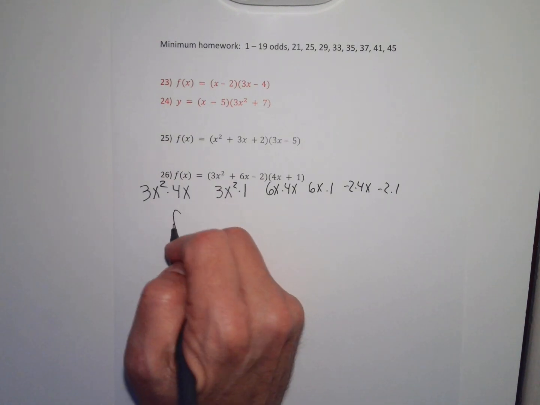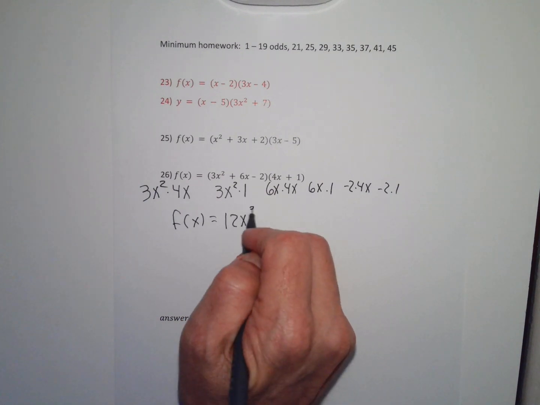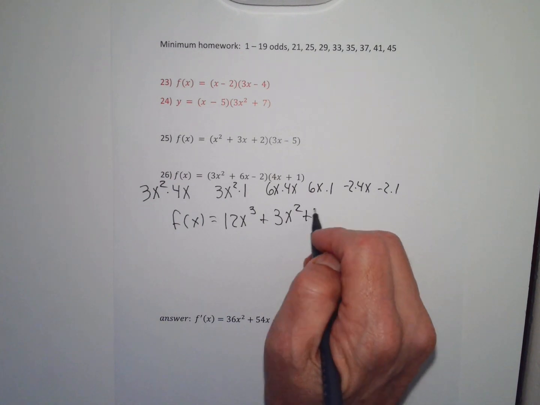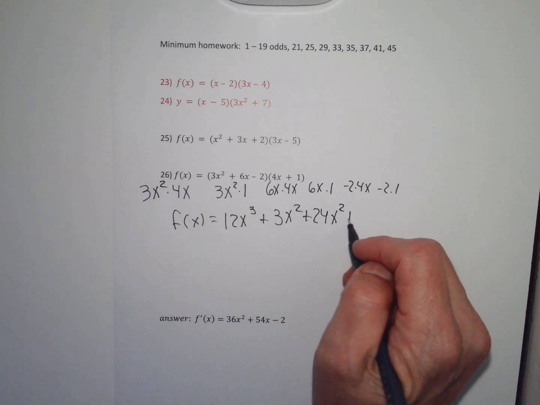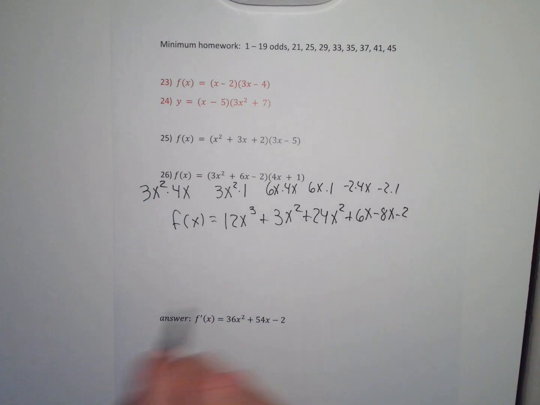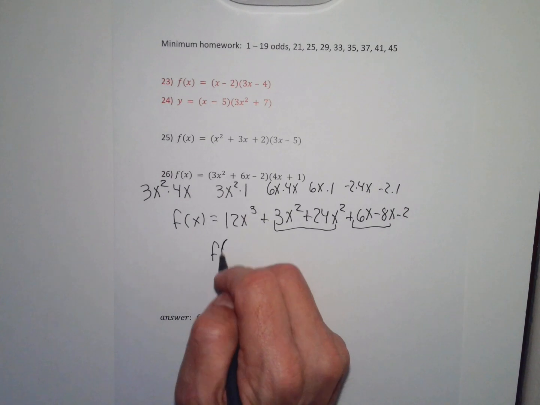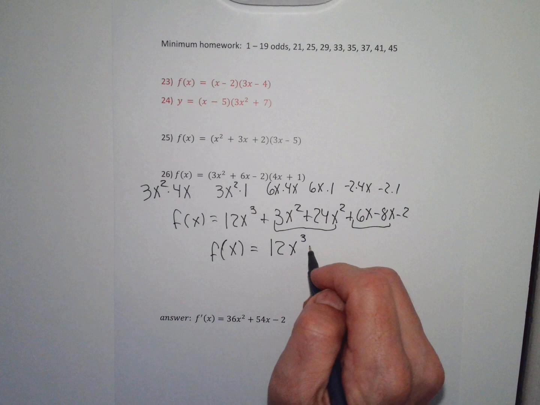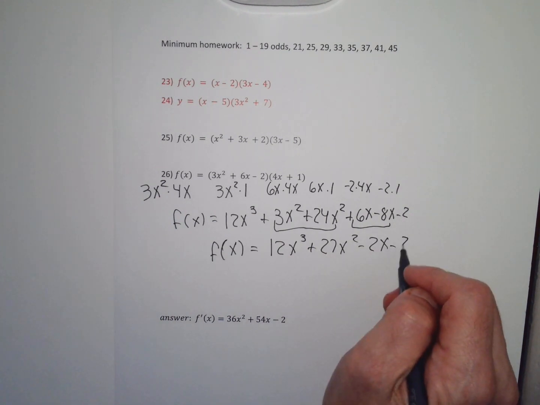So this problem rewrites as the first multiplication gives me 12x cubed, second multiplication plus 3x squared, third multiplication plus 24x squared, fourth multiplication plus 6x, fifth multiplication minus 8x, last multiplication minus 2. I have like terms that I should combine. So I've not taken a derivative yet, I'm just rewriting it. And the rewrite of this is going to be 12x cubed plus 27x squared minus 2x minus 2.